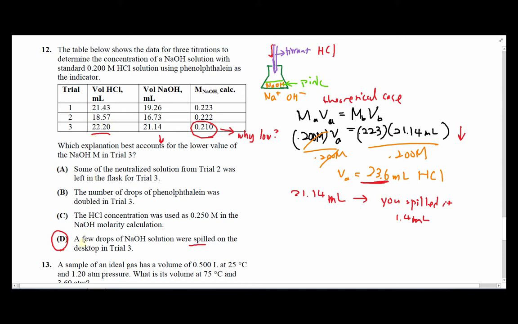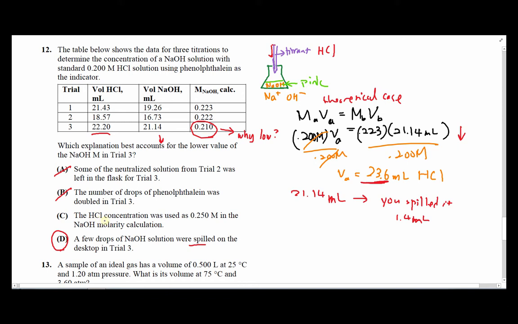Now, in case you were not so sure how D was arrived at, because it had a lot of critical things in here, we can also solve this by eliminating. A. Some of the neutralized solution from trial 2 was left in the flask. When you have the neutralized solution, it's not going to affect our MAVA and MBVB equation, so A can be crossed out. The number of drops of phenolphthalein is independent from our equation again. Just because you drop more doesn't mean that's going to change our concentration of our analyte.